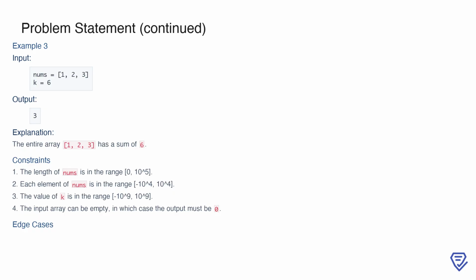Now let's discuss the constraints. The length of the array nums can be as large as 100,000, so the solution needs to be efficient. Each element in nums can range from negative 10,000 to positive 10,000, and k itself can take on very large values, positive or negative. The input array can even be empty, which must be handled appropriately. These constraints guide us toward designing an optimal approach.